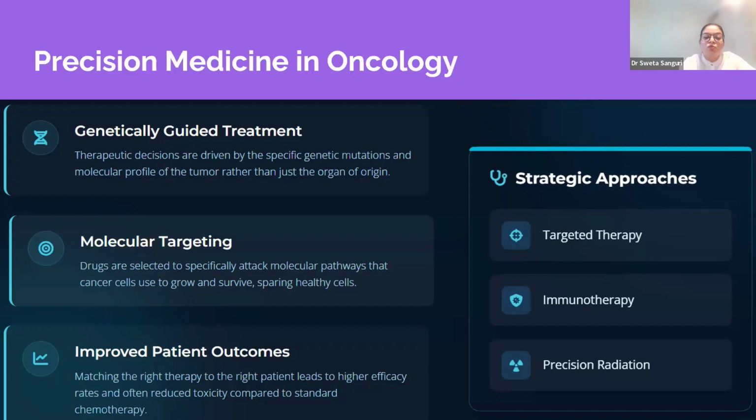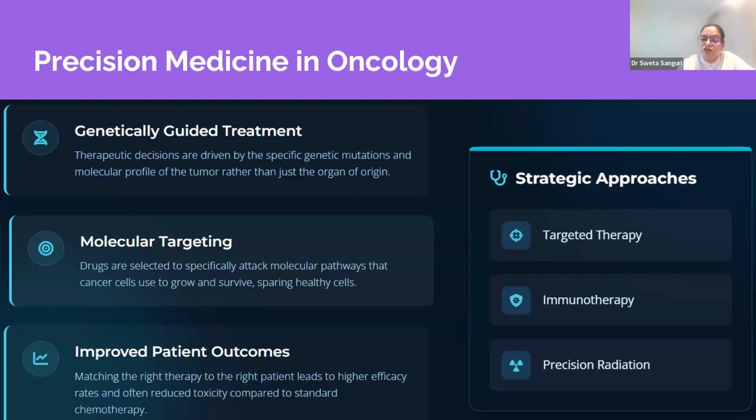This approach is called molecular targeting because the therapy is designed to attack a very specific biological mechanism which is happening inside the tumor, which we have studied already through molecular diagnostics. Precision oncology also uses several advanced strategies, which can help doctors treat cancer more effectively. These are targeted therapies, which we just discussed, which block specific mutations.